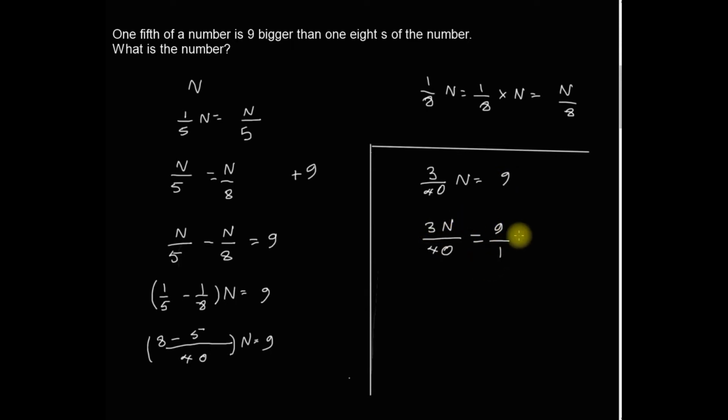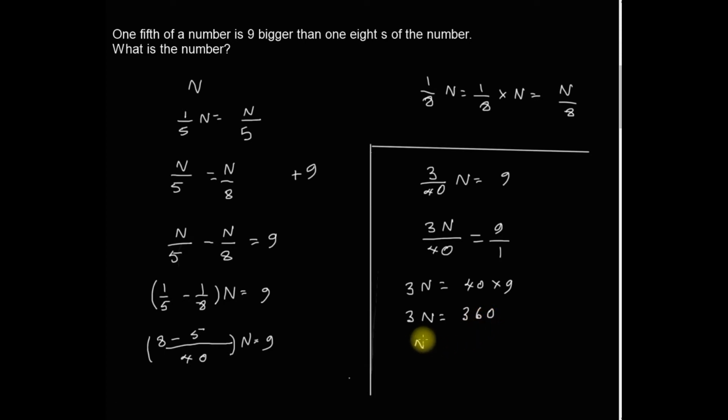The reason I'm writing both sides as a fraction is that now I can use cross multiplication, which means I multiply this numerator by that denominator and equate it to this denominator times that numerator. That's what cross multiplication is. That's why we call it cross multiplication, because we're going across diagonally. So 3n times 1 becomes 3n, and this is 40 times 9. So 3n becomes 9 times 40, 360.